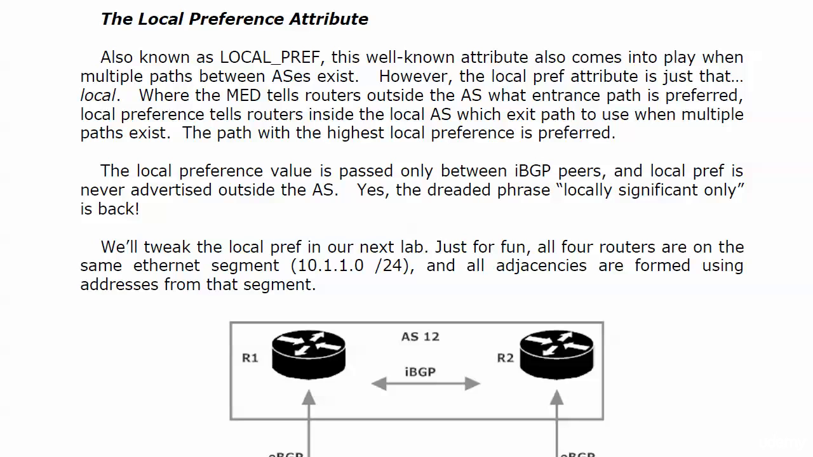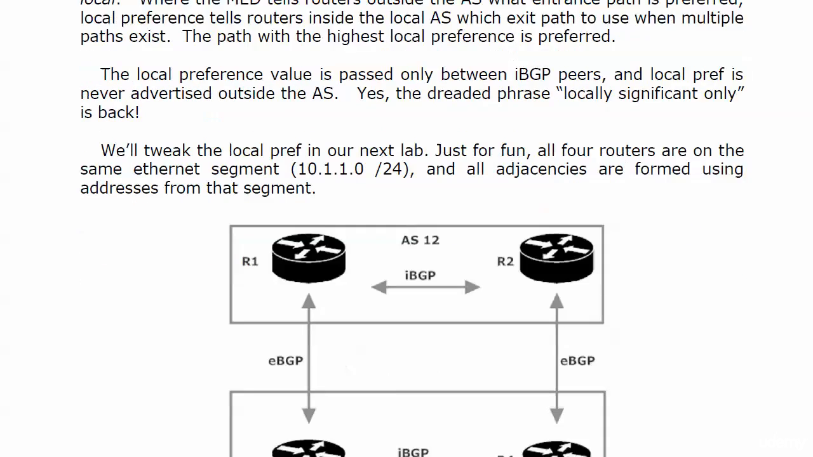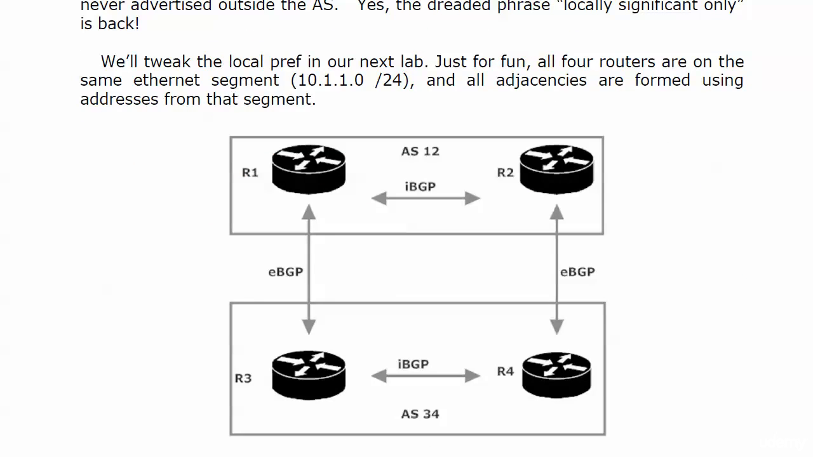The most important thing to remember about the local pref is that it is passed only between internal peers. That's where the I and the E come in again. They're passed only between your IBGP peers, and local pref is never advertised outside the local autonomous system. So that dreaded phrase from your frame relay CCNA studies, locally significant only. That's exactly what the local pref attribute is. We're going to tweak that a little bit here in our next lab, and something a bit different here.